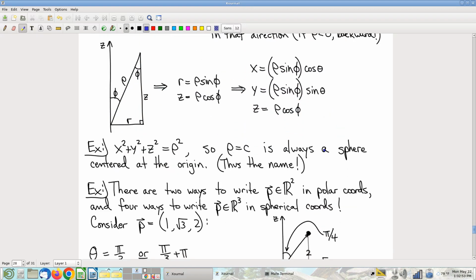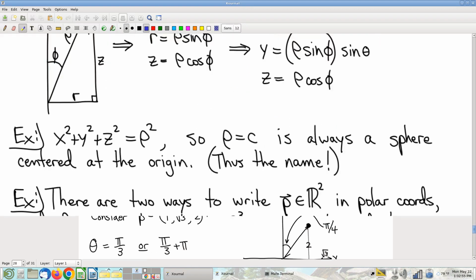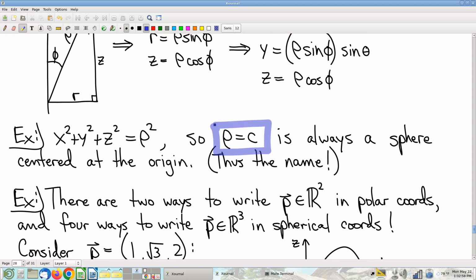Alrighty. A little quick example. Rho equals C is a very easy equation for a sphere centered at the origin, of course. Again, because this equation is so easy and fundamental, you might say, this is what happens when you fix one of the spherical coordinates. That's a pretty natural motivation for calling it spherical coordinates. Okay. All right.